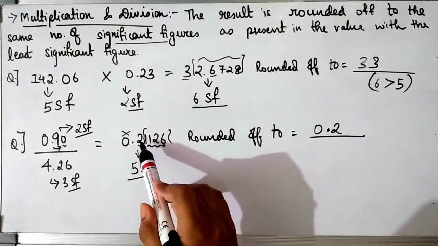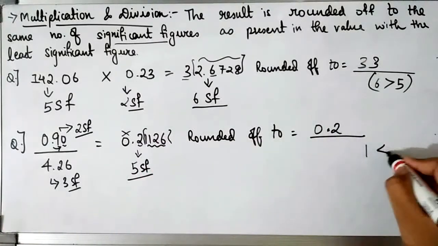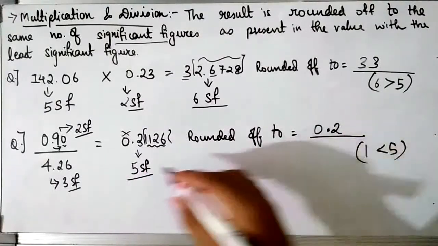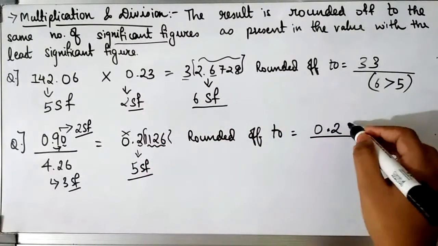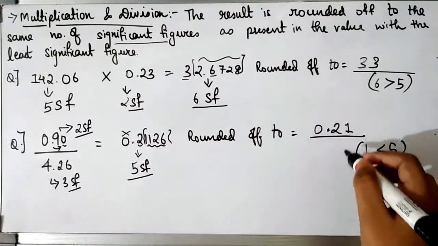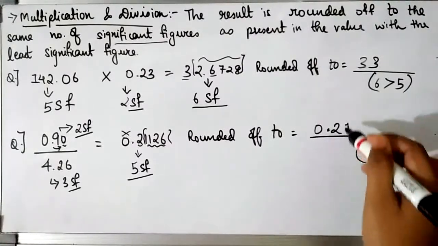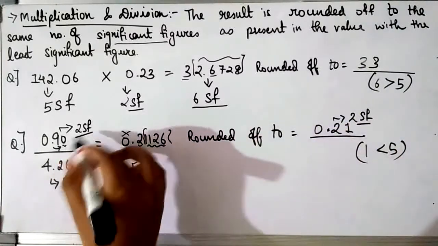So after 2 we have got here 1, and 1 is less than 5. So we will not change that number to 2 or anything, the next number. We will let that number 1 remain as it is. So our final answer will be rounded off to 0.21. That is having 2 significant figures as present in the value with the least one.